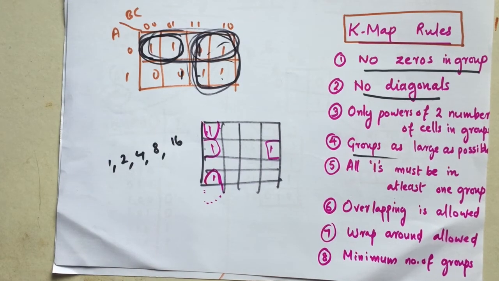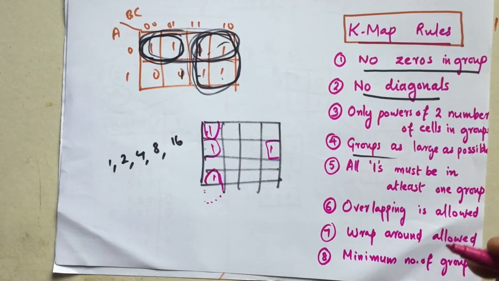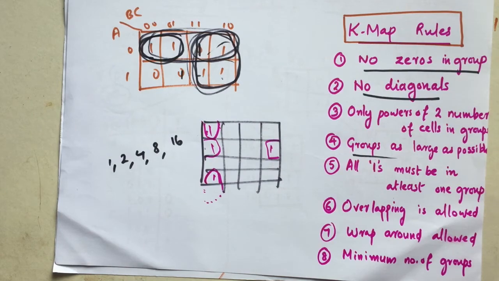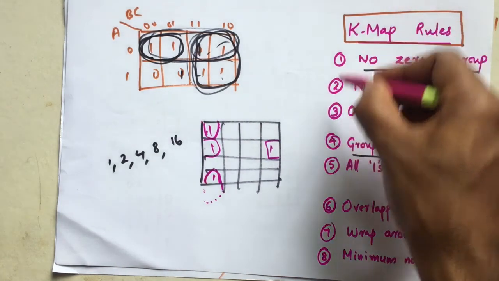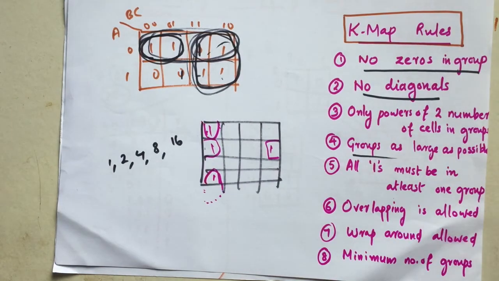Minimum number of groups. After making all the groups, the count should be the minimum. These are the eight rules before K-mapping. You have to take care of all these rules.